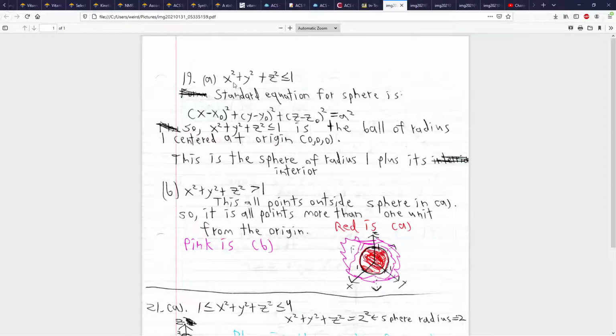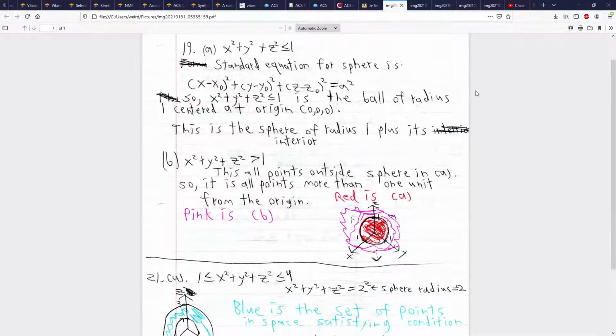So this equation, x squared plus y squared plus z squared is less than or equal to 1. We know the standard equation for a sphere would be (x minus x0) squared and so on. It's similar to a circle but in 3 dimensions. One of the official terms for this is the ball of radius 1 centered at the origin, since it's the inside up to the boundary, a solid ball.